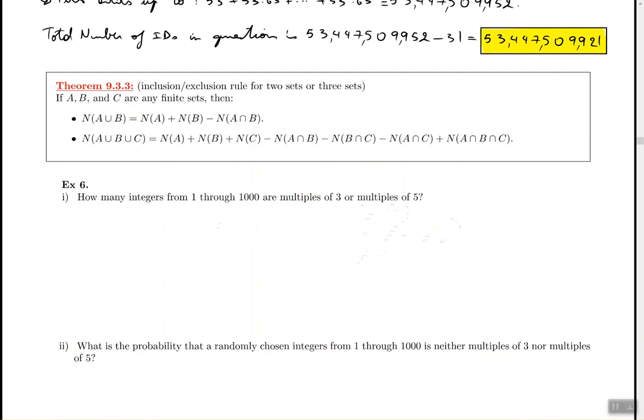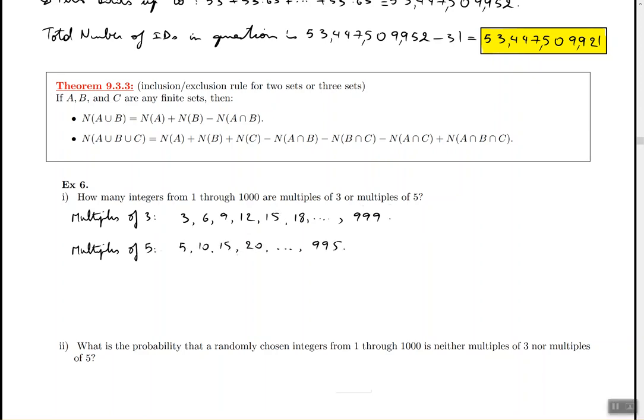So let's try to find the multiples of 3. I'm going to write down multiples of 3. I'm going to start with 3, then 6, then 9, then 12, then 15, then 18, and so on and so forth, all the way to 999. Then that's it. There's no more. I'm at the end of the list. Let's do the same thing with 5.